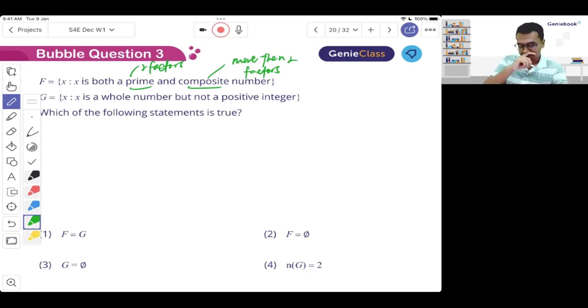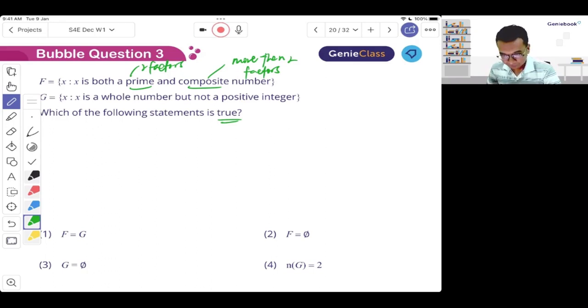So it sounds confusing, but I want you to really think about it. Okay, which of the following statements is true? So once again, look at all the 4 options and then decide which one is true. Time starts now. You've got 1 minute, 10 bubbles if you get this correct.